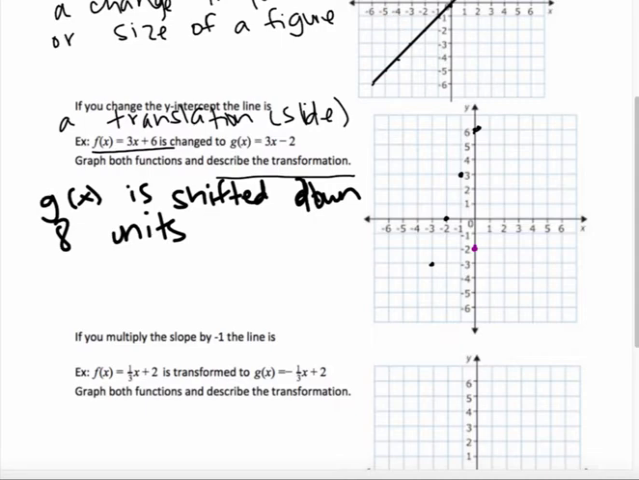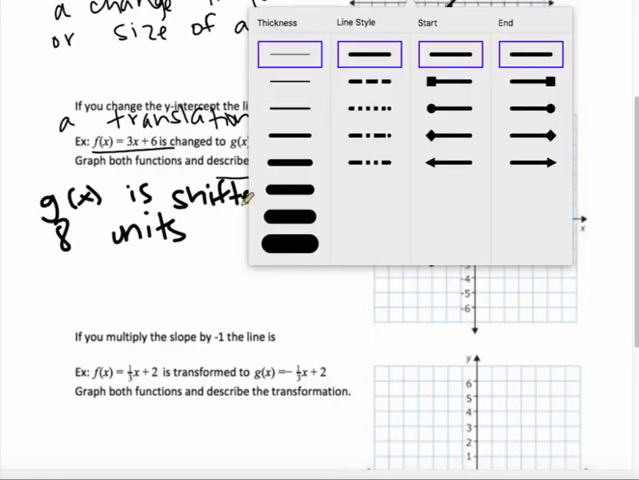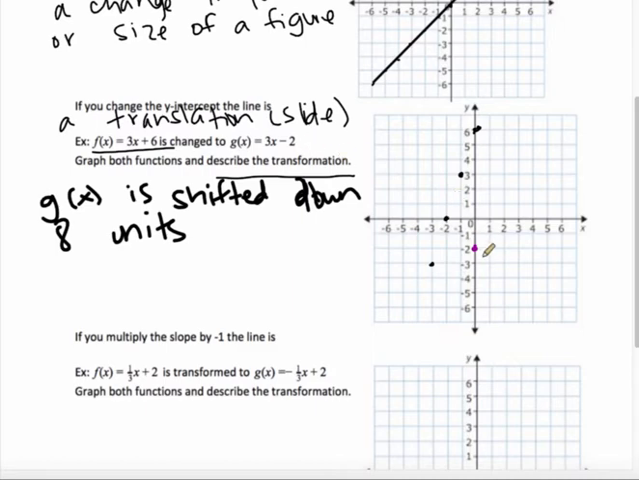Now the purple line has a slope of 3 and it starts at negative 2. So I'm going to go up 3 over 1, up 3, 1, 2, 3 over 1, or I could go down 3 over 1. So as you can see, these lines are parallel, but one is shifted. From f of x to g of x, it's shifted down 8 units. From 6 to negative 2 is down 8 units.